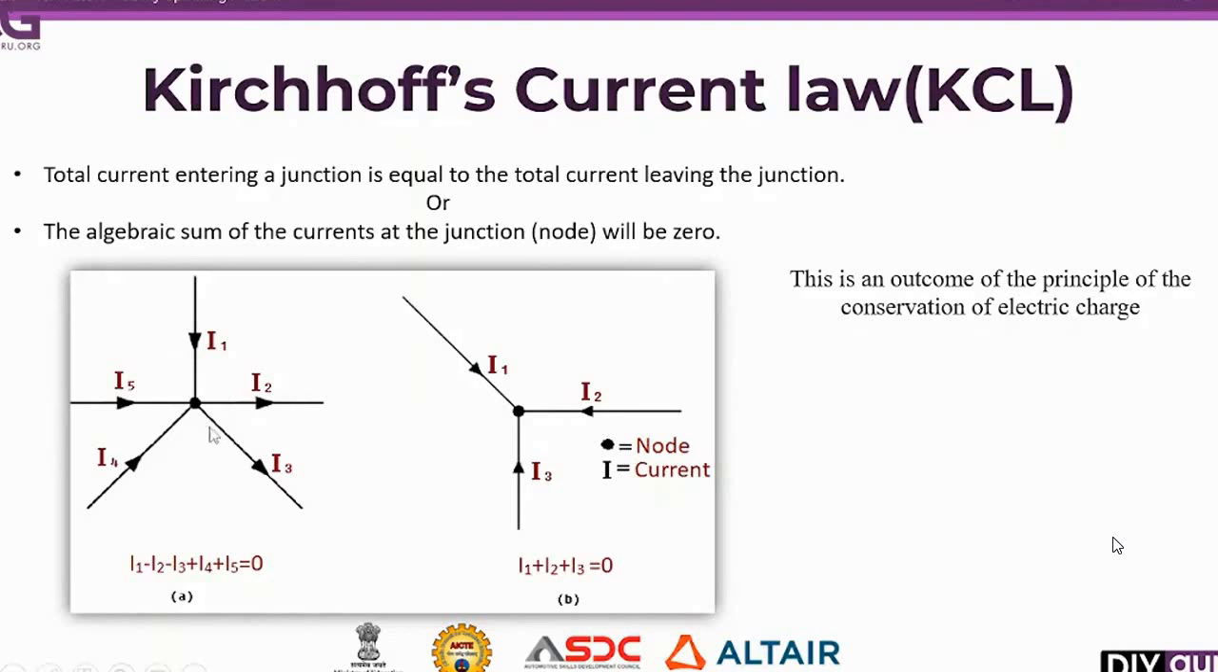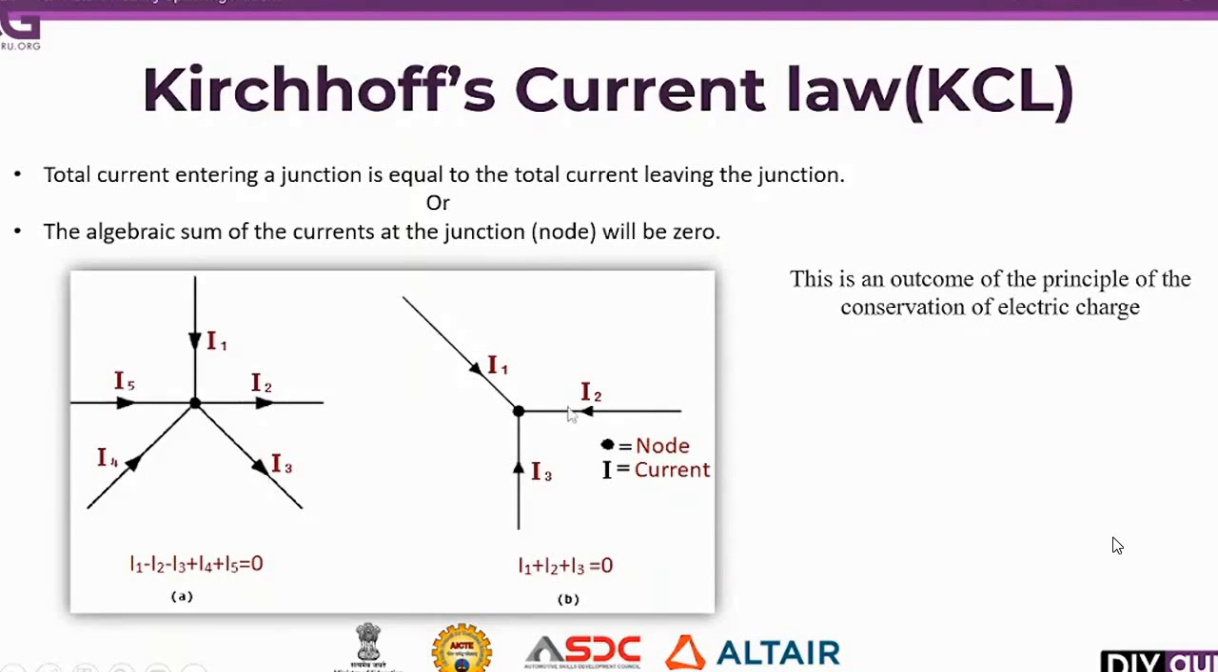Here in this figure you can see this is a node. So here we have 5 currents. I1, I5, I4, these 3 currents are entering the node, whereas I2 and I3 are leaving the node, right? So simply we can write it as I1 plus I5 plus I4 is equal to I2 plus I3. Or else we can write the same equation as an algebraic sum, that is, all the entering currents: I1 plus I4 plus I5 minus I2 minus I3 equal to 0. So both are the same.